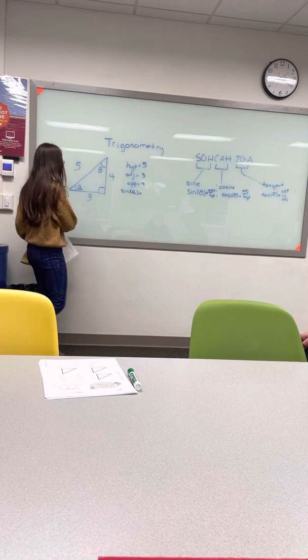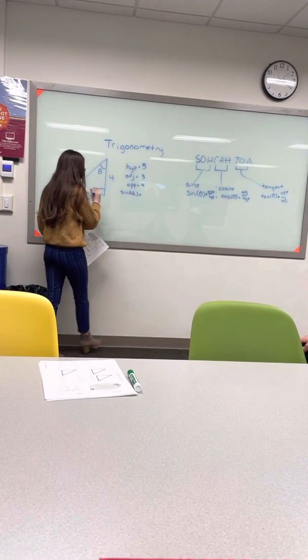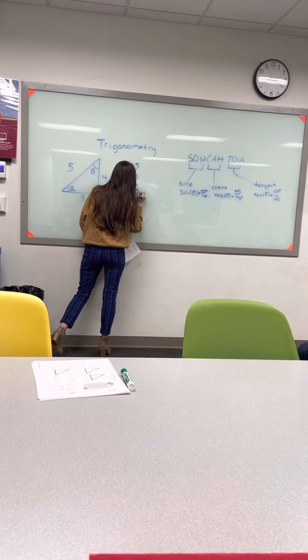It's opposite over hypotenuse. 4 over 5, perfect. All right.